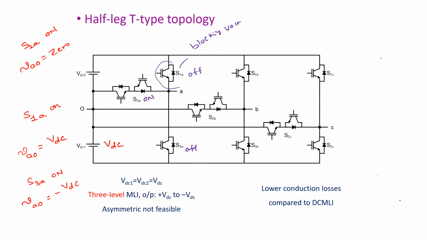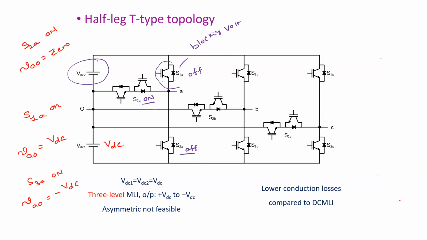Our objective is to find the blocking voltage of the switch, right? So here the switch is off. Whatever the peak voltage that appears across it, that is what we are finding out. There are two possibilities: this is on and this is off. So in this particular case, what is the blocking voltage here? It's supposed to block this voltage, right? Agree?